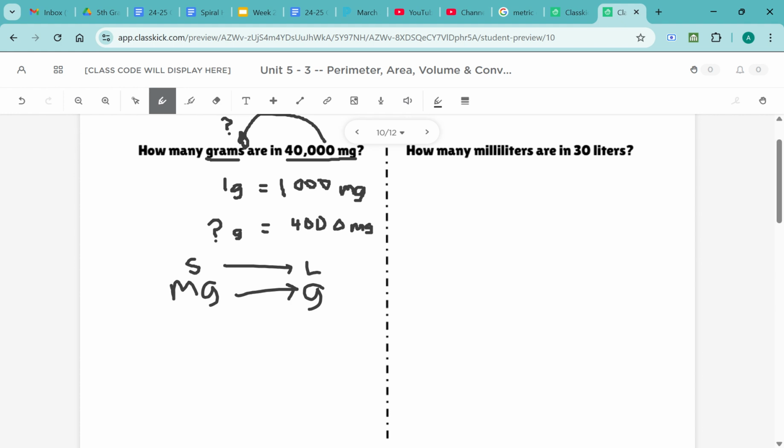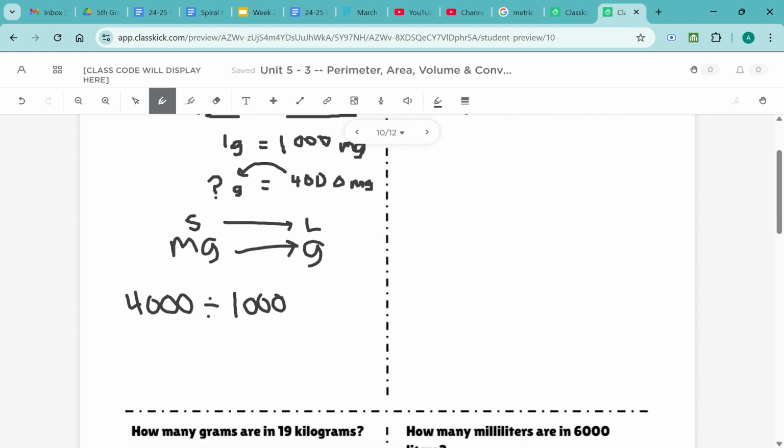So I'm going to divide by whatever my conversion is. So my conversion is 1,000. 1 gram is 1,000 milligrams. So I'm going to divide by that number, 1,000. Okay, so I'm going to do 40,000. I'm going to do something with that 40,000 to change it to grams. I'm going to divide it, because I'm going from the small unit to a large unit, by my conversion. My conversion is 1,000. Okay, so I have to do 40,000 divided by 1,000.